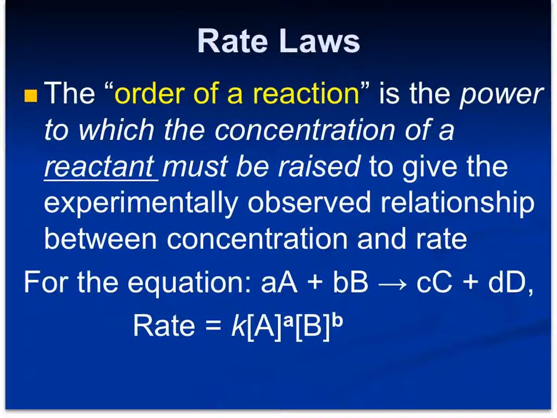The order of a reaction is the power to which the concentration of a reactant must be raised to give the experimentally observed relationship between the concentration and the rate. So this is how we write our rate law. Here's that proportionality constant, that lowercase k. Here's our concentration of A raised to its coefficient. You guys can see these coefficients here. We're raising the power here. This is kind of like writing our equilibrium expressions, except we're just using the reactants. Then if you did have another reactant, reactant B in this case, you'd raise it to its coefficient as well. Again, notice that we're not using the products here.